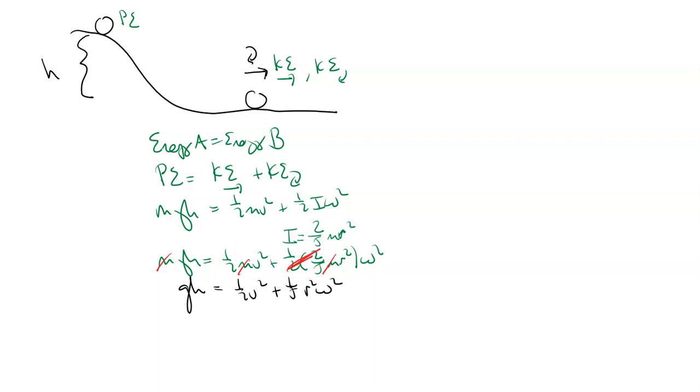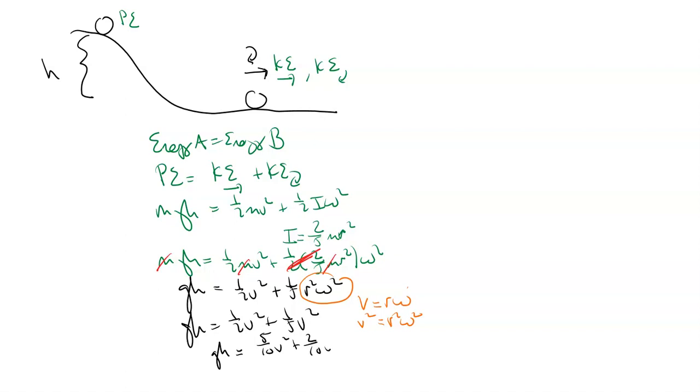And there's the problem. We have v and we have omega. But v is equal to r omega. So right here where we have r squared omega squared, we can plug in v squared. So that gives us gh equals 1/2 v squared plus 1/5 v squared. You have to get a common denominator, so that would be 5/10 v squared plus 2/10 v squared. So gh will be 7/10 v squared, or v would equal the square root of 10/7 gh.